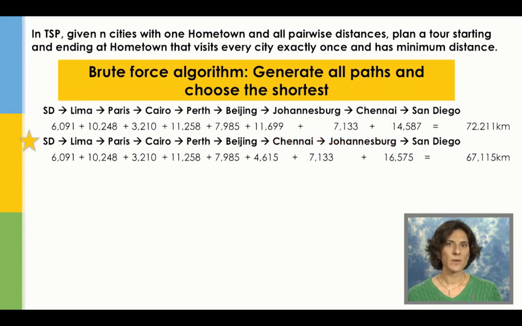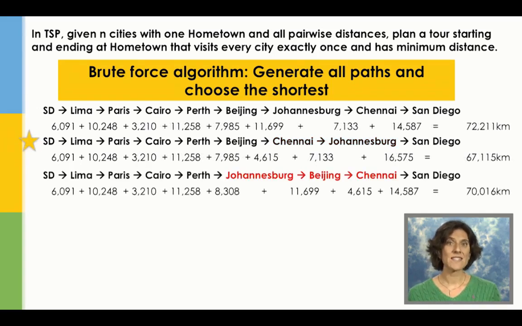We'll do another switch around some more cities. This is a new path. We'll calculate that cost, which is 70,016 kilometers. That one's not better than the one we had before. So we'll keep the one we had before as our best so far. And so on and so forth. So we're just going to generate all of the different paths that exist, keep track of the best one at each point, and at the end of the day, once we've considered all the paths, we'll have the best. And so this works. It's going to find us the best path.